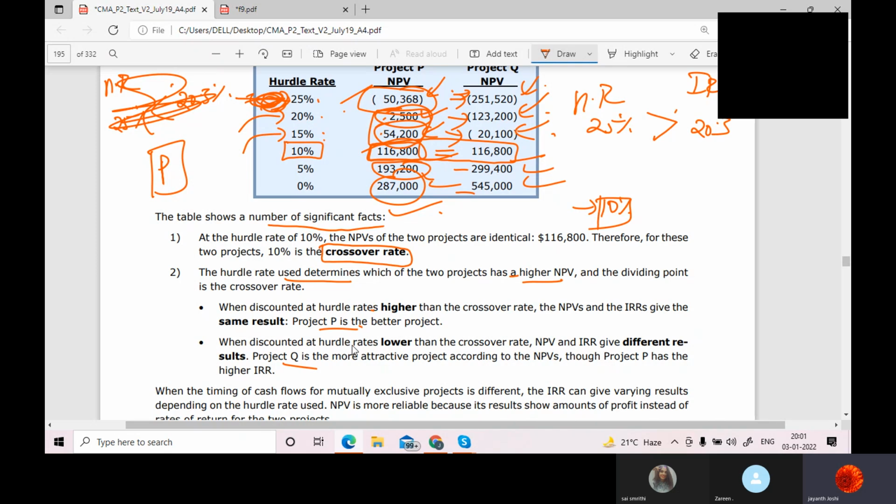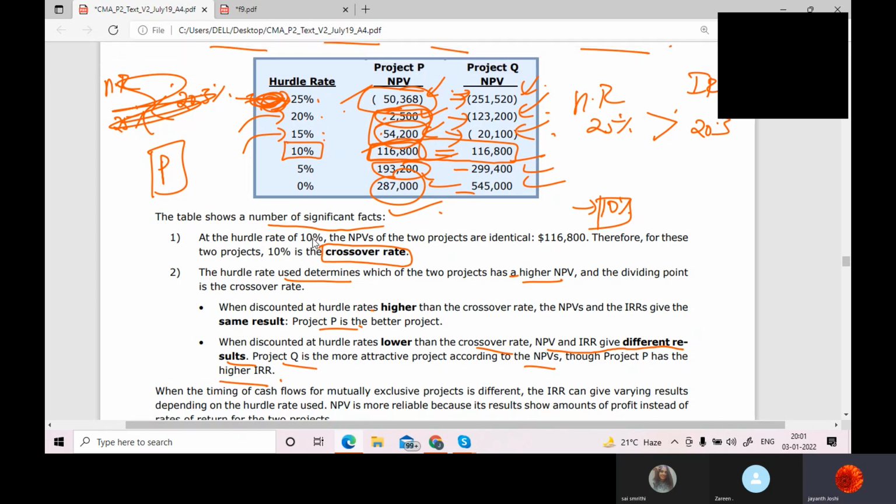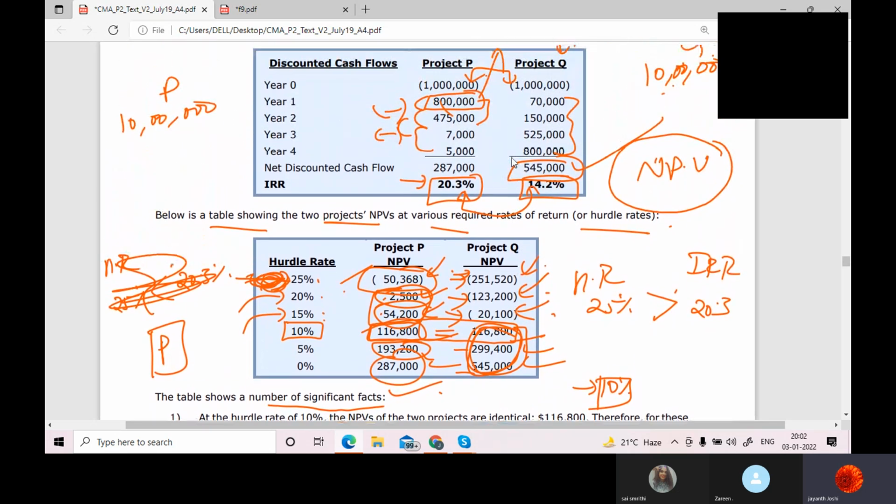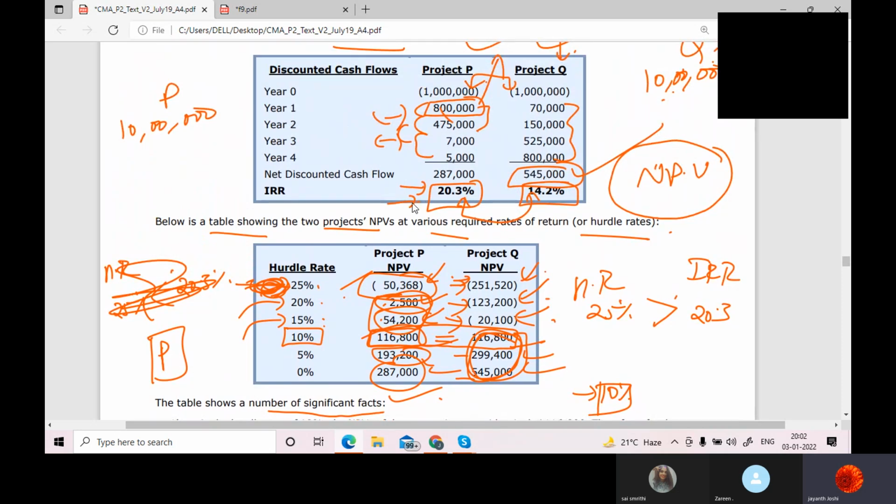Because when discounted at hurdle rates lower than the crossover rate, NPV and IRR give different results. Project Q is the more attractive project according to NPVs, though project P has a higher IRR. Yes, you can see here it looks more attractive, but what about the IRR? You see here, this has a higher IRR.